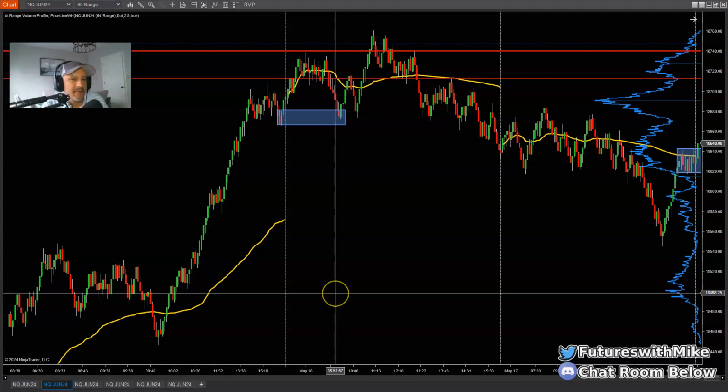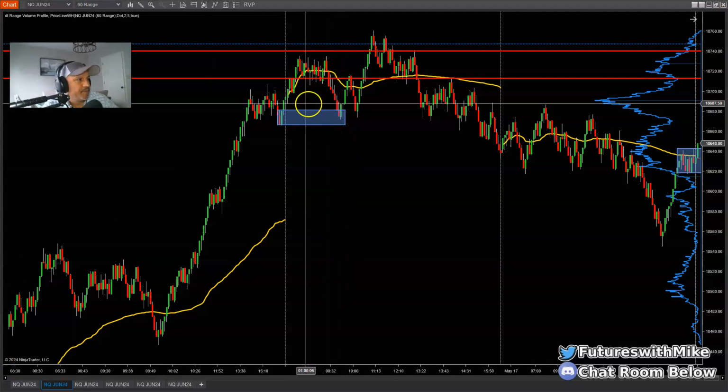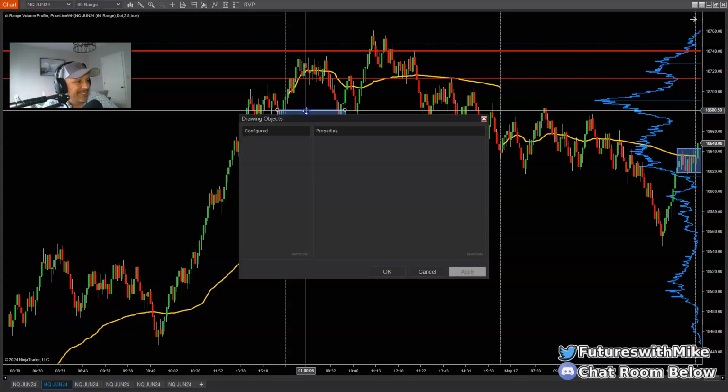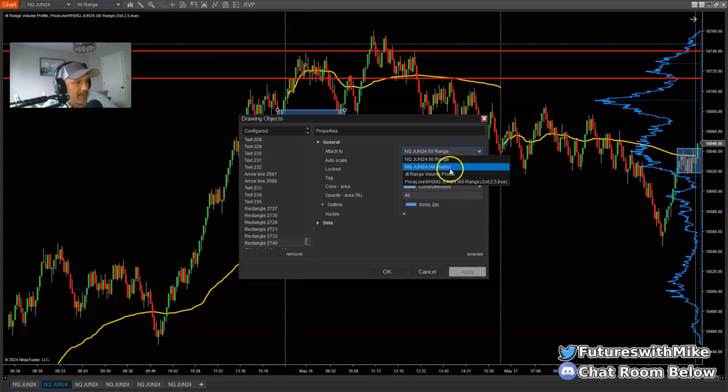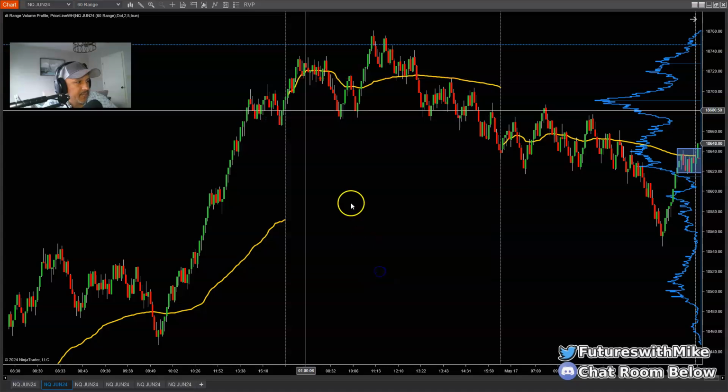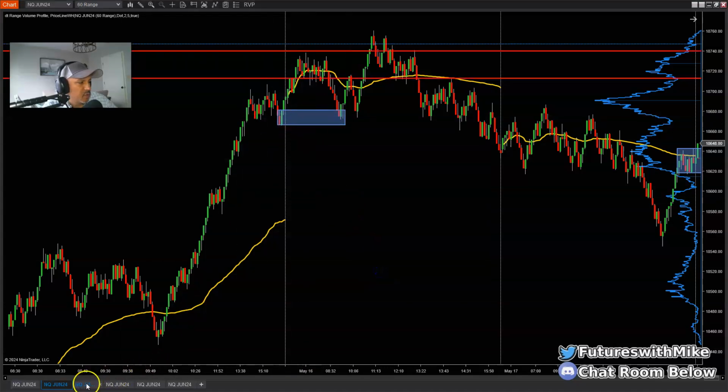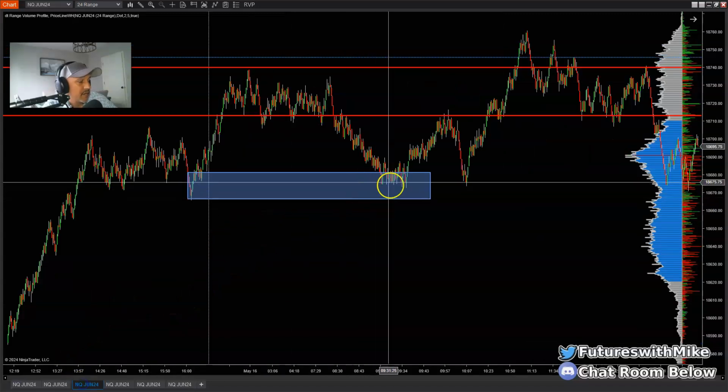All right, but before we move down to the 24 range, just for example, I like to always make this zone and put it across all charts so we can see it. And you're going to see this zone right here show up on the 24 when I move down to my 24 range. So we're moving down now to the 24 range. Okay, here it is right here.